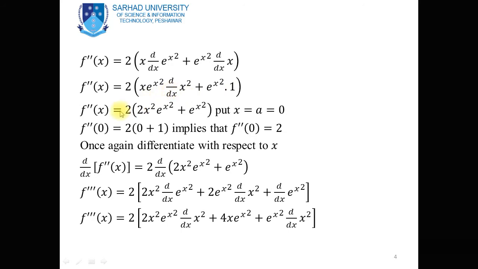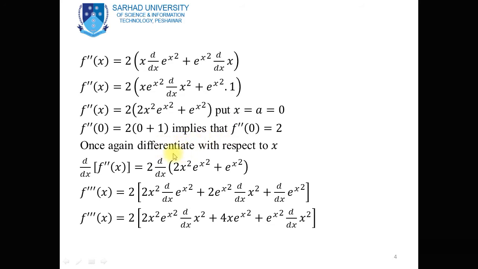Now after simplification, we obtain the second order derivative of the function equal to 2 into the derivative of x square, which is again 2x, and 2x multiplied by x will be 2x square, and e power x square as it is, plus e power x square as it is. Now putting x equal to 0 in this second order derivative, this term will be 0, and e power 0 is equal to 1.